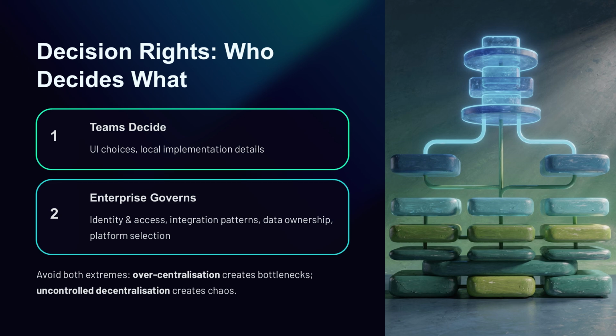Clear decision rights prevent two damaging extremes: over centralization, where every decision becomes a bottleneck, and uncontrolled decentralization, where every team invents its own standards. In the preliminary phase, you design decision rights so teams have autonomy where it is safe, and the enterprise has control where it must protect shared outcomes.